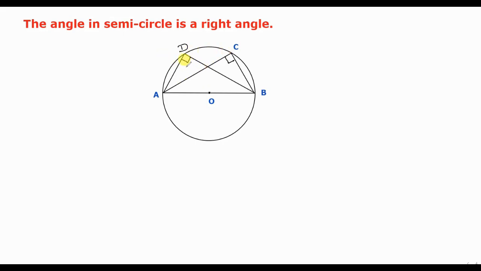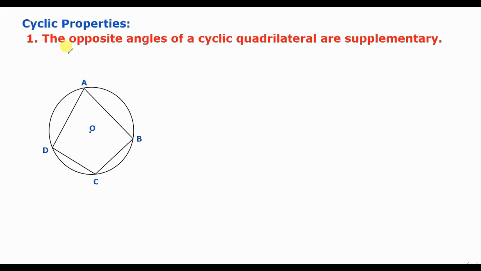Moving to cyclic properties. The first one is: the opposite angles of a cyclic quadrilateral are supplementary. First you should know what a cyclic quadrilateral is. If all four vertices of a quadrilateral touch the circumference of the circle, then it is called a cyclic quadrilateral. Coming to the property, opposite angles, for example angle A and angle C, if you add these two angles, they will be supplementary. Supplementary means 180 degrees.